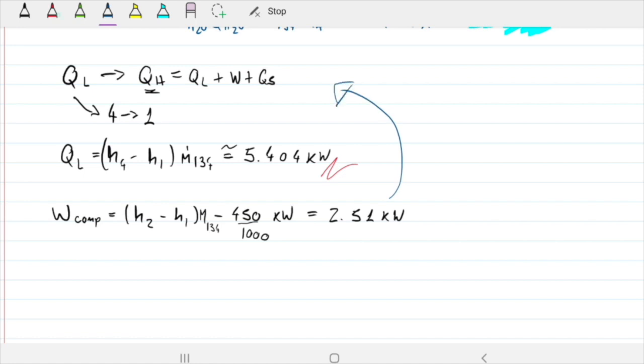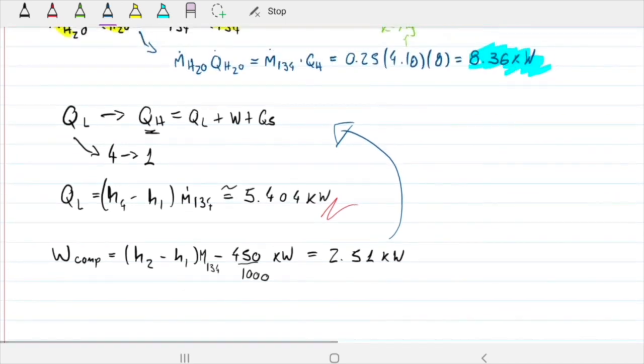Okay, and then if we wanted to redo this with this information, we could have. If I'm looking for QL, it'll be the 8.36 minus the 2.51 minus the 0.45 from the surroundings, which will also give me the 5.4.